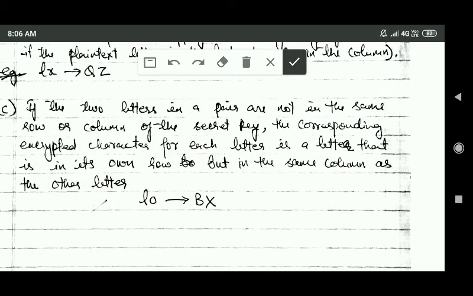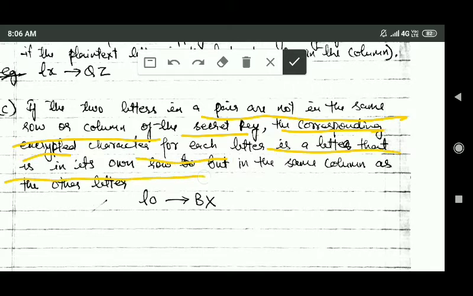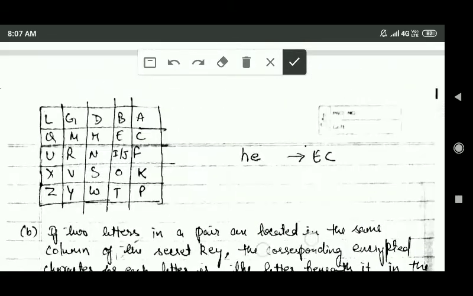Now see, if two letters in a pair are not in the same row or same column of the secret key, then the corresponding encrypted character for each letter is the letter that is in its own row, but in the same column as the other letter. Suppose we have to encrypt this pair of letters LO. It will be clear when we see this.